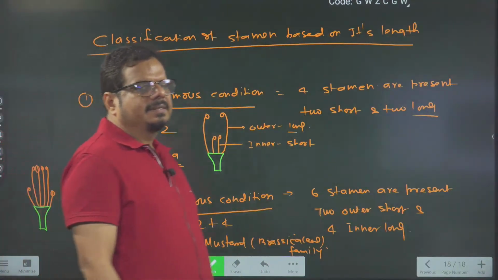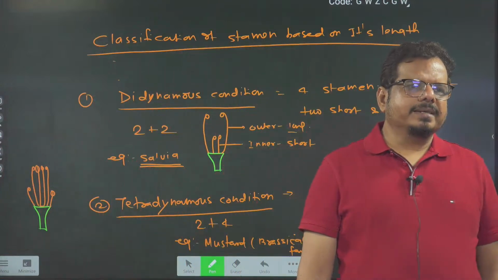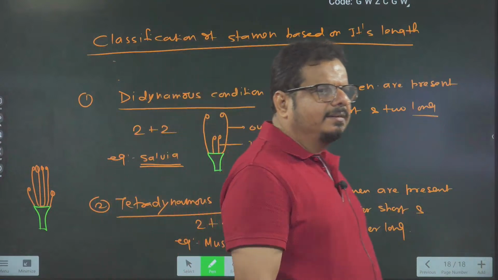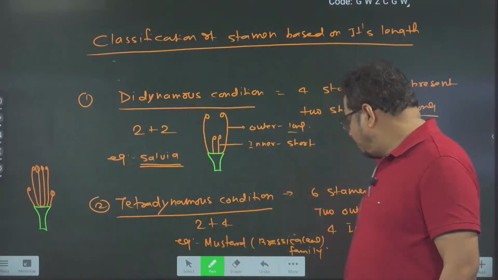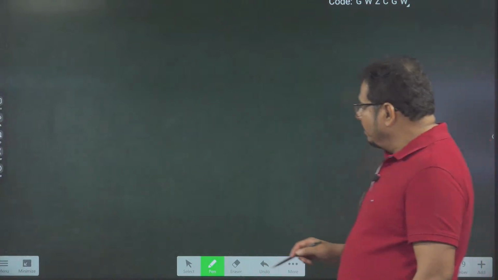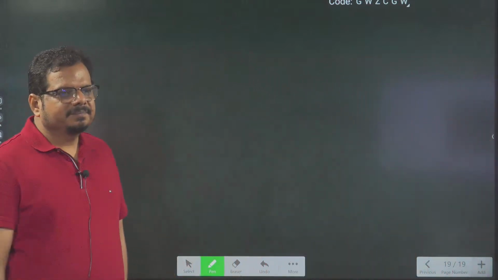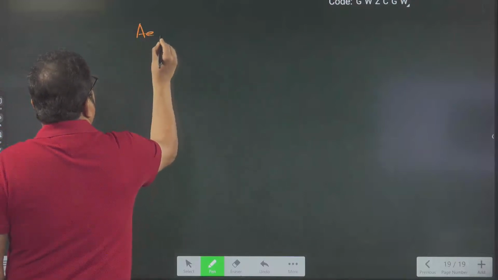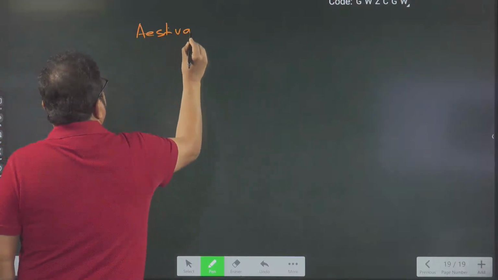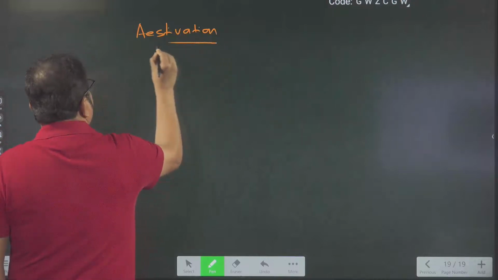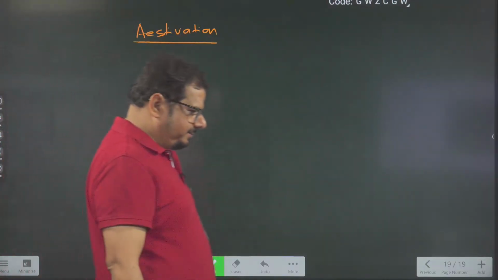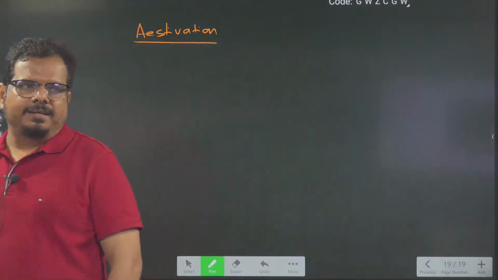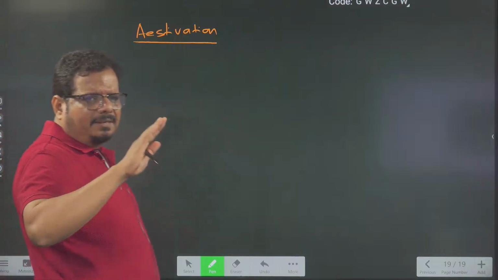Understand the idea or not? So this is about the classification of stamen based on their length, didynamous and tetradynamous. Right? So this is also over. And now we are going to talk about what we skipped. And that is which one? Aestivation. Aestivation. That is the left part. Stamen over. After aestivation, gynoecium will remain only.